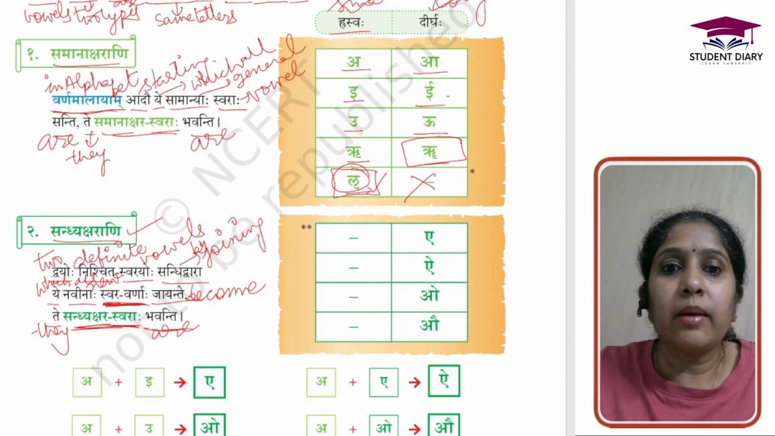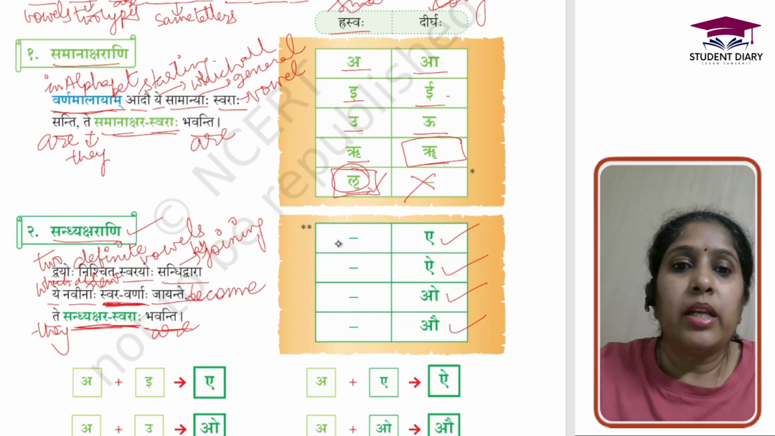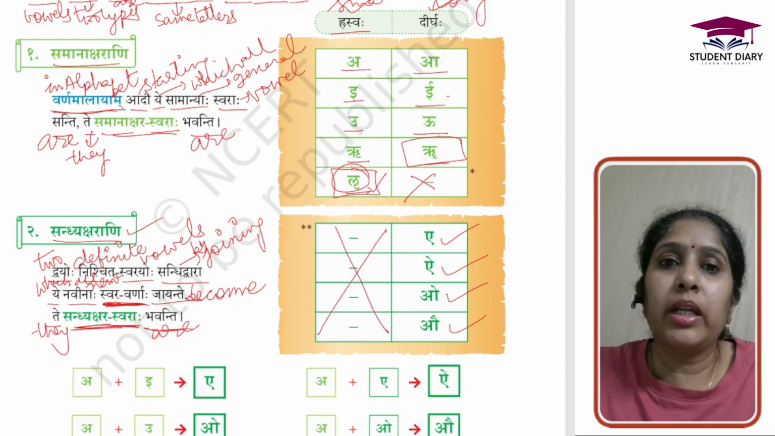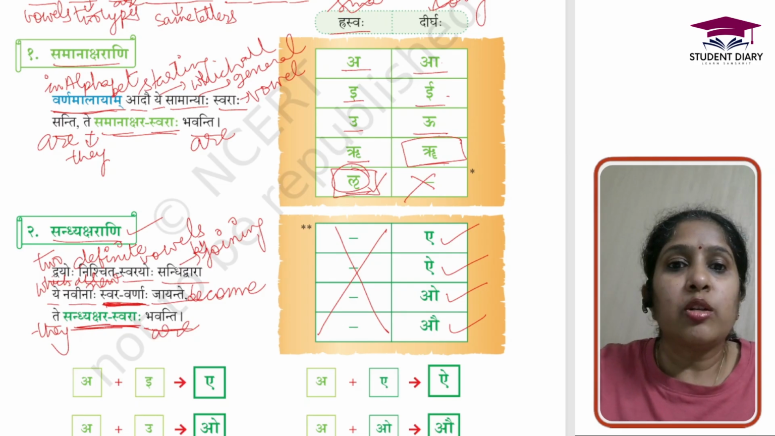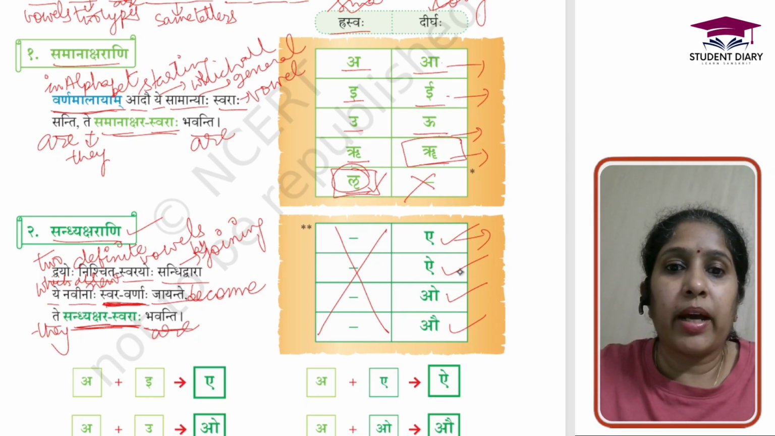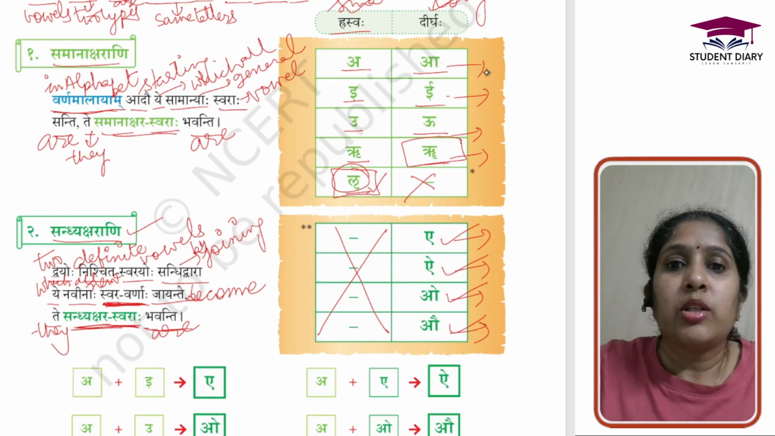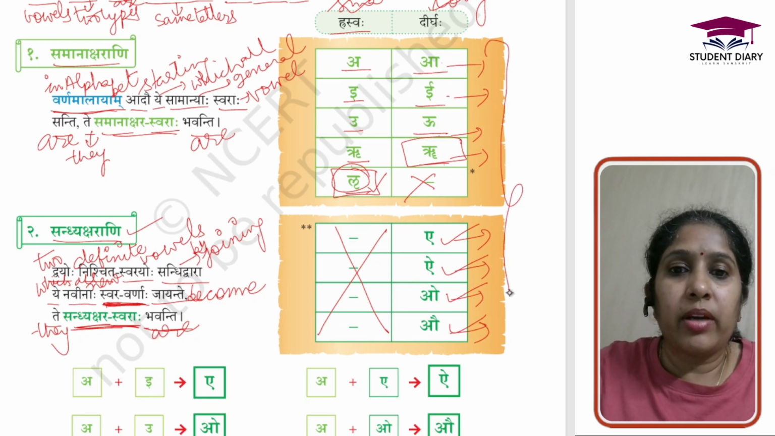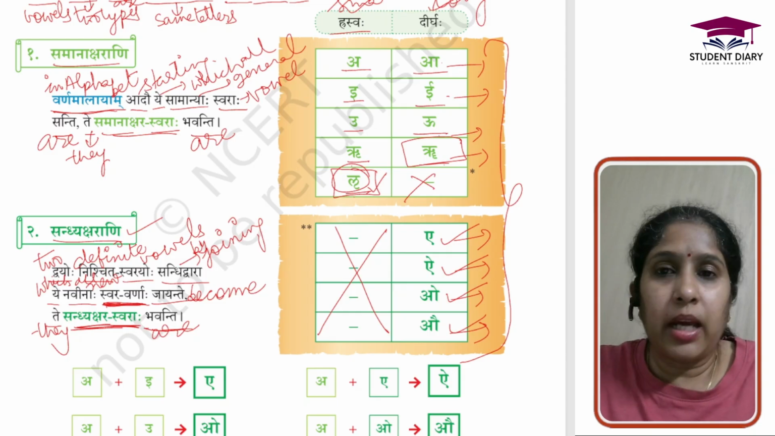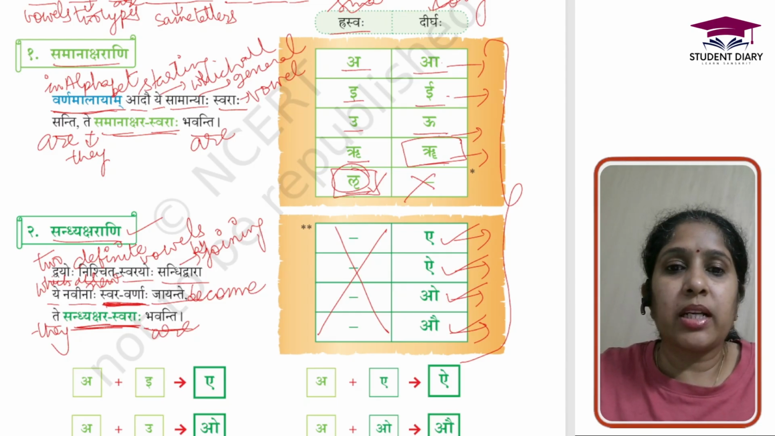Okay, and these are e, ai, o, au. There are no hrasva in this. Only dirgha will be there. Fine. So total dirgha are how many? 1, 2, 3, 4, 5, 6, 7, 8. So if someone asks you how many dirgha swara we have, you will say they are 8. Okay. I hope everyone has understood.